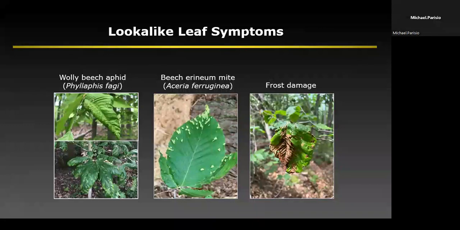I also like to highlight some of the look-alike symptoms out there. There's a lot of things that look like beech leaf disease, and we get a lot of false positives for them. Probably the most common one is consistently the woolly beech aphid. It causes some of that curling and crinkling of the leaf. But if you turn these leaves over in the summer, more often than not you'll find a bunch of white aphids on the bottom, which can be diagnostic for that. The other native insect pest that we see on beech is the beech erineum mite. This doesn't cause a lot of damage, but it can proliferate the galls that you see in that center photo.